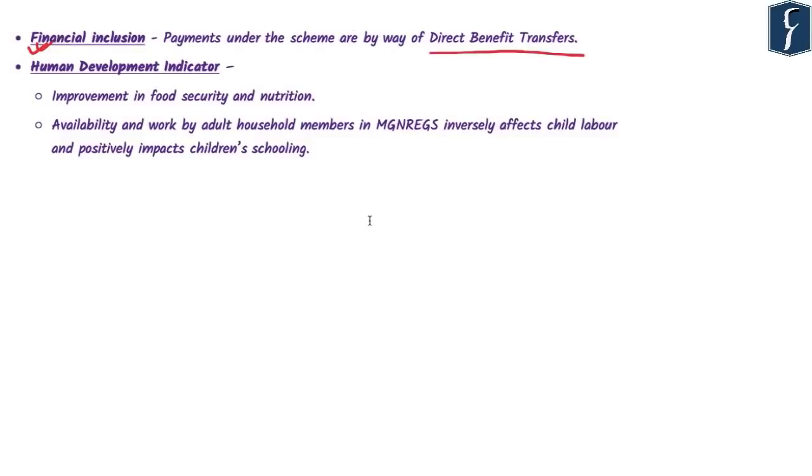You can also highlight that certain human development indicators are supposed to be increased, although we do not have very strong concrete data on this. But since the income generation has increased, based on that, you can say that food security and nutritional security must have improved to a certain extent. And when the income of adult in the households increases, that inversely affects child labor and positively impacts children's schooling.